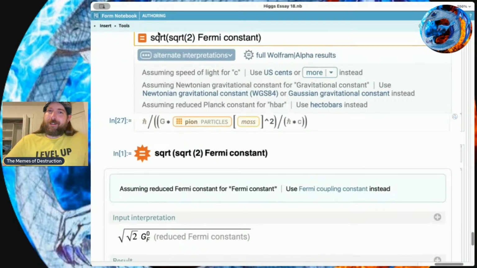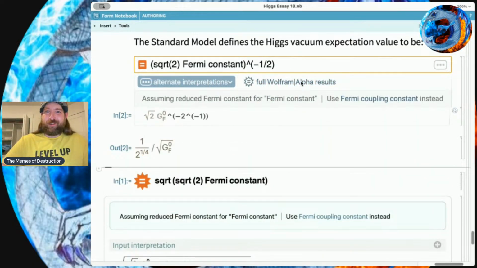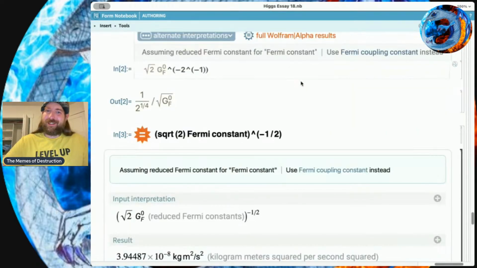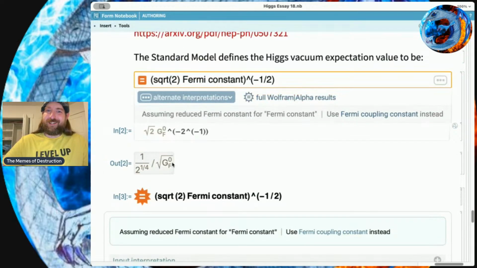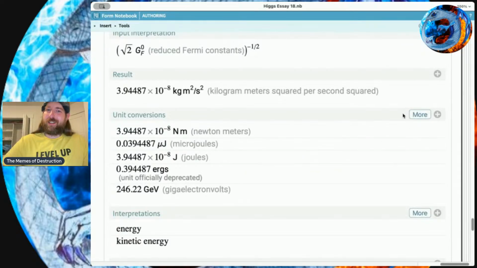Oh, sorry. I did it wrong. Inverse root of 2. Need to raise it to the -1/2. There we go. We've got to invert it to turn it into actual energy because I'm not sure I actually read this. All right, there we go. Now we're in energy. Look, one over two to the fourth root. Oh, very neat. Yep, there we go. GeV.